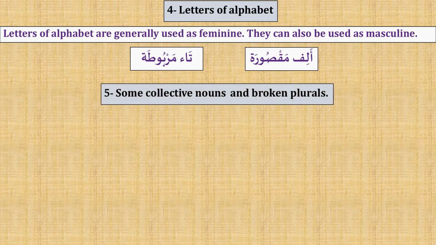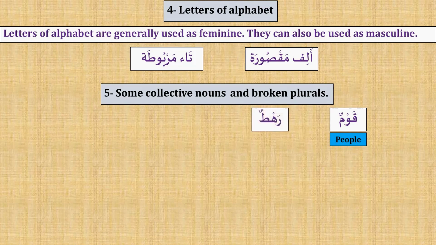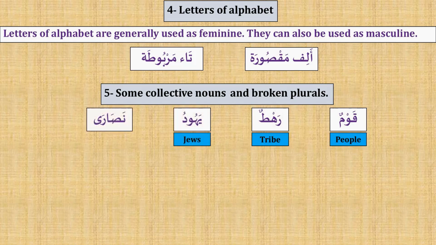Five: some collective nouns and broken plurals. Examples for collective nouns: qawmun, people, and rahtun, tribe. And examples for broken plurals: Yahud, Jews, and Nasara, Christians.